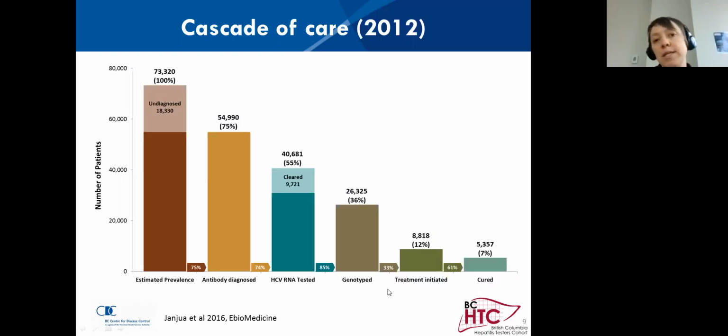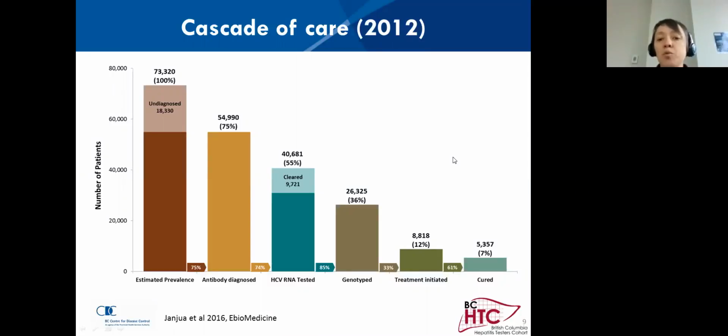This is still, because this is data up to 2012, based on interferon-based treatment. So we expect that percentage to go up once the new treatments, interferon-free treatments, are available. And we'll know this shortly with the new data refresh. And then of those people that initiated treatment, 61% were cured, meaning that after the treatment, when a PCR was performed again, the virus was no longer detected. So this is the overall cascade of care in BC.